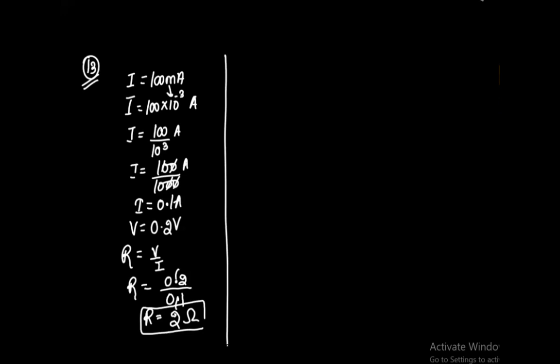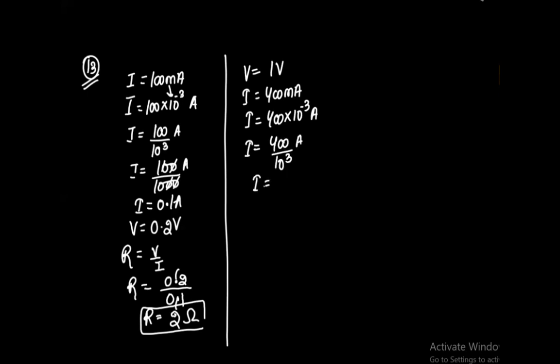Then the question says, when the potential difference across it becomes a new value, V is 1.0, which means 1 volt. When potential difference increases, then current should also increase. So, Ohm's law, V is directly proportional to I. So potential difference increased, and current is also, I guess, 400 milliampere. Small m means milli, 10 to the power minus 3. If you take it down, it will become plus 3. And then 10 to the power 3 means 1000. So I will be 0.4 ampere.